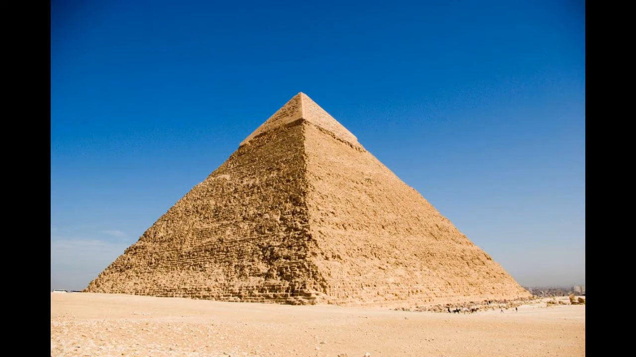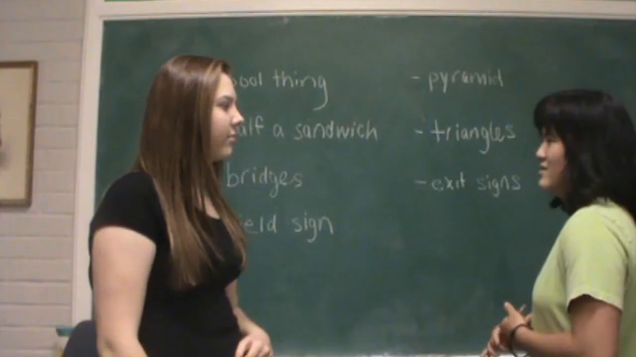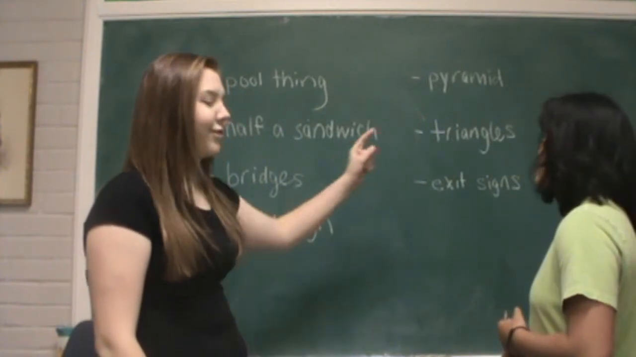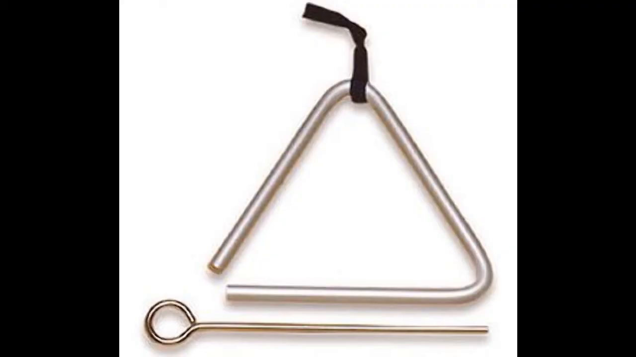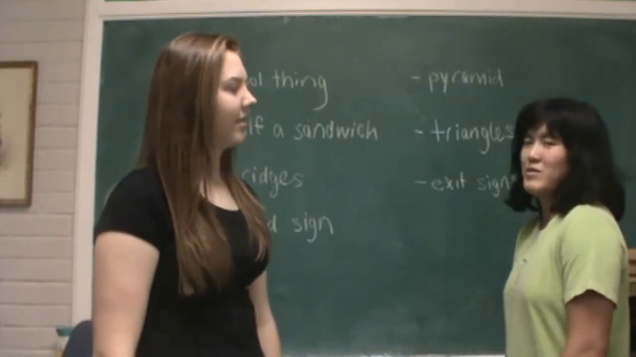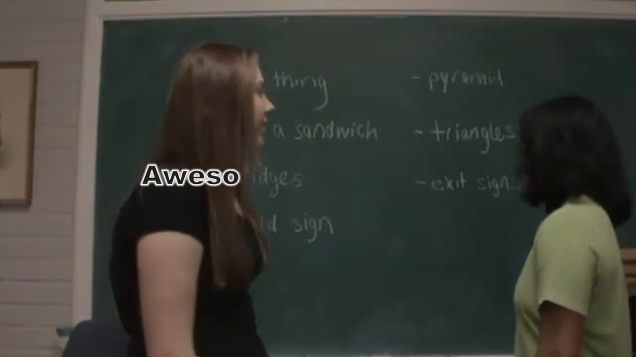Pyramids, like the ancient Egyptians used to build. Those are made out of triangles. Triangles! Right there, a triangle. Triangle like the musical instrument one, not just a normal triangle. I totally get it.